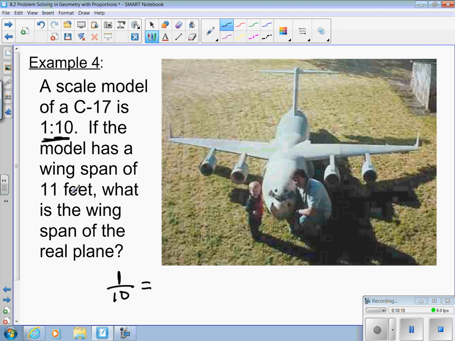So when we come over here, if the wingspan of the model is 11 feet, well, we put model up here, this is the actual, we have to follow the same thing on the other side. So the model was 11 feet. What is the length of the actual? Once again, cross multiply, divide, we get 110 feet wingspan.